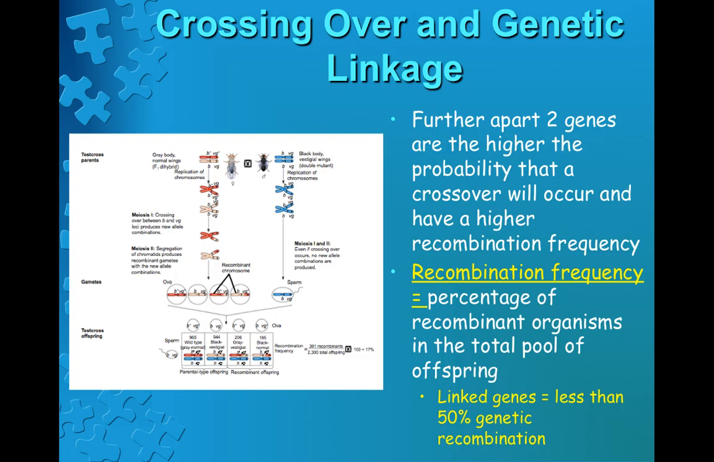So the further apart two genes are, the higher the probability that the crossover happens, and so the higher the recombinant frequency. Recombinant frequency is just a mathematical representation. It's the percentage of recombinant organisms who show the mixture of the parent traits in the total pool of offspring that you create. So a linked gene has less than 50% recombinants. A non-linked gene will have 50% or more.